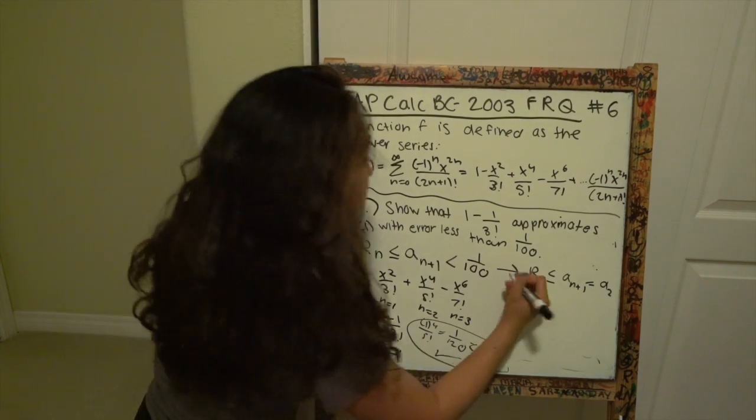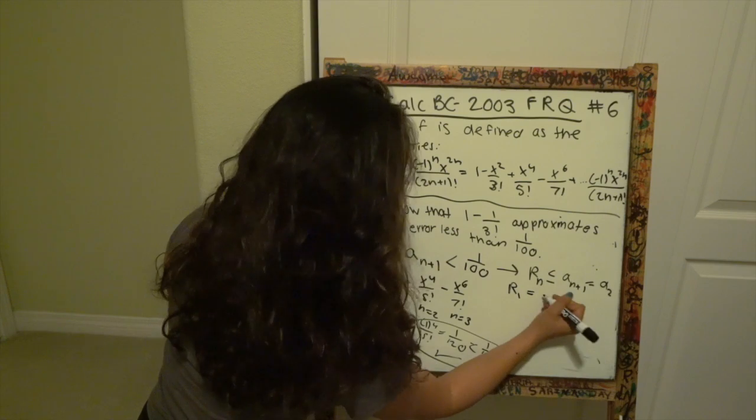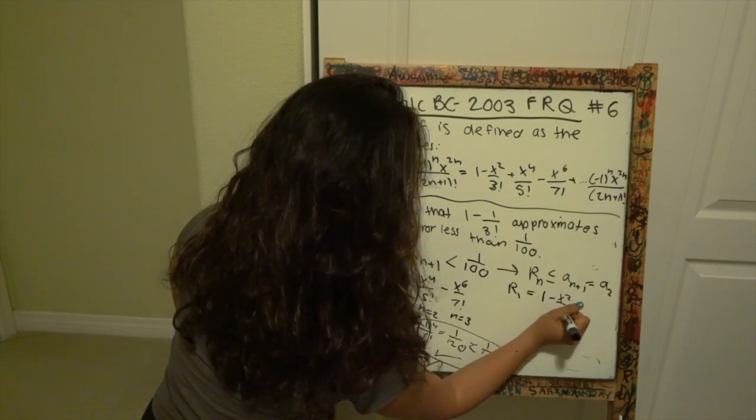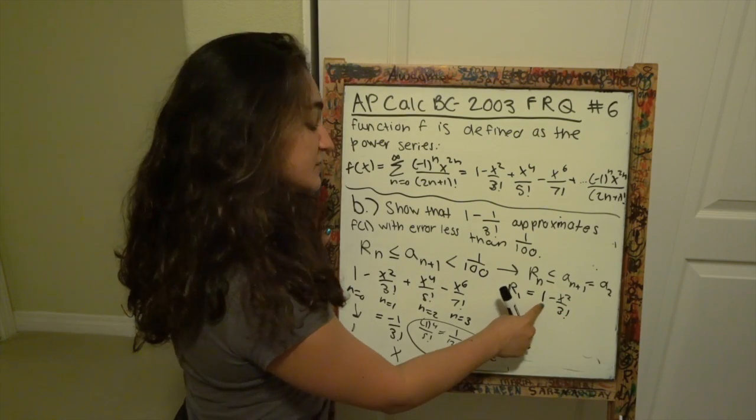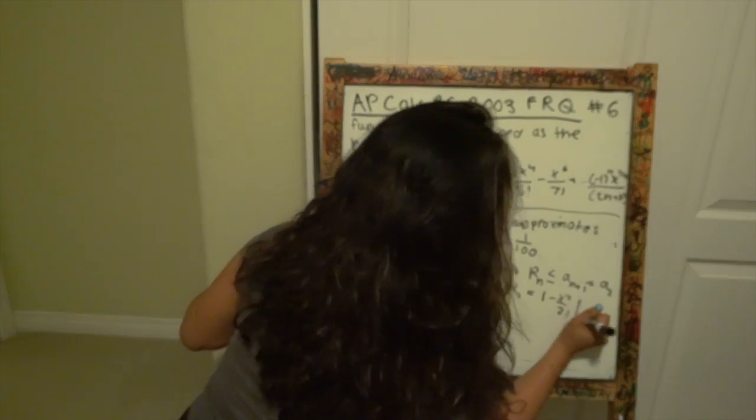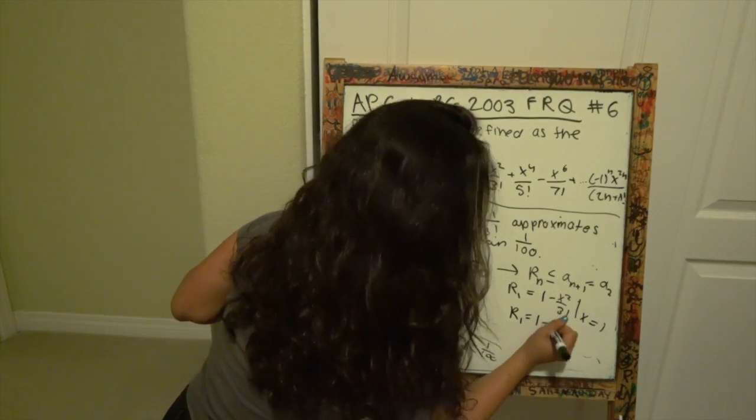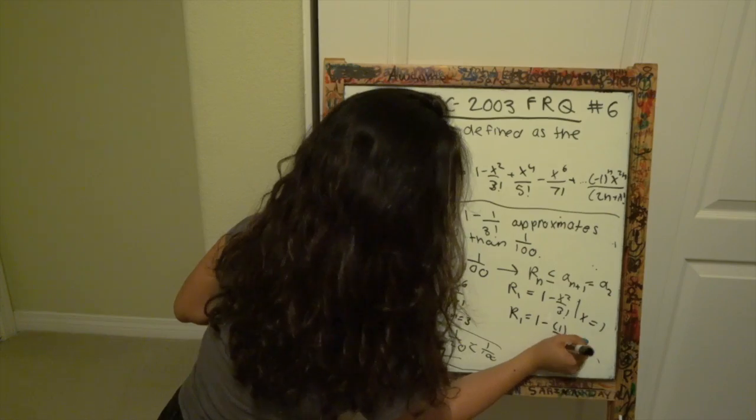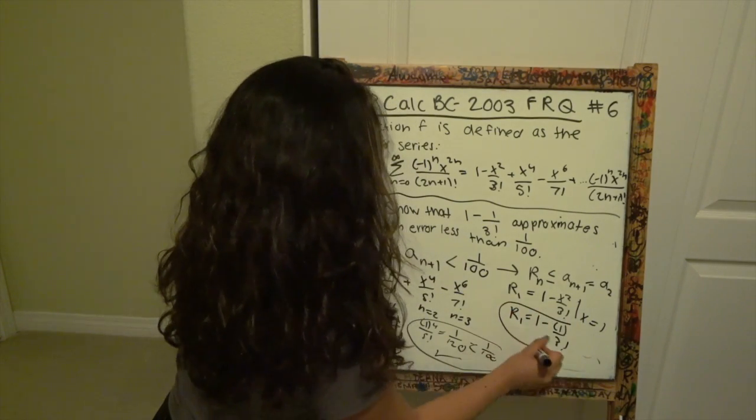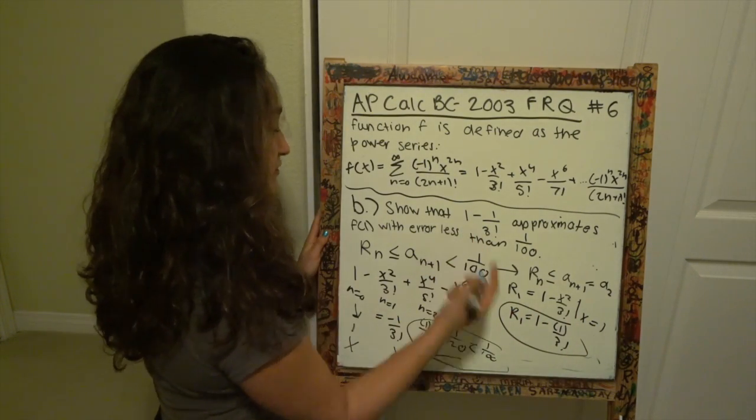We know that our r of 1 is going to equal 1 minus x squared over 3 factorial. Again, the 0th term and the first term, all evaluated at x equals 1, and by substitution we can see that this exactly equals what we were trying to prove: 1 minus 1 over 3 factorial.